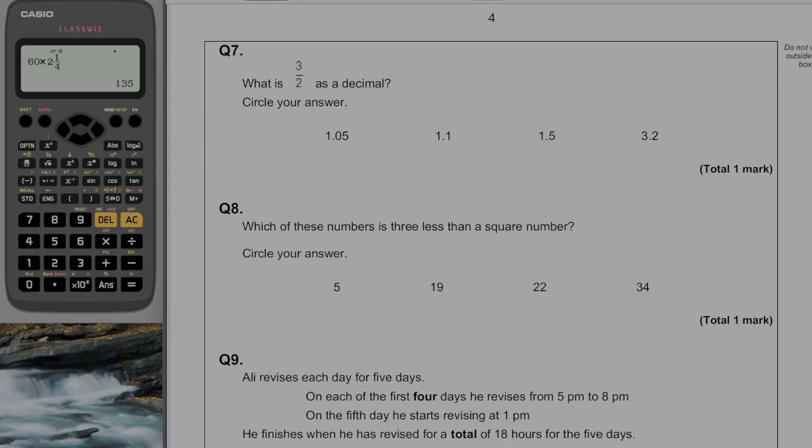Question 7. What is 3/2 as a decimal? So that's going to be 1.5. Again, if you're unsure, you can type that in.